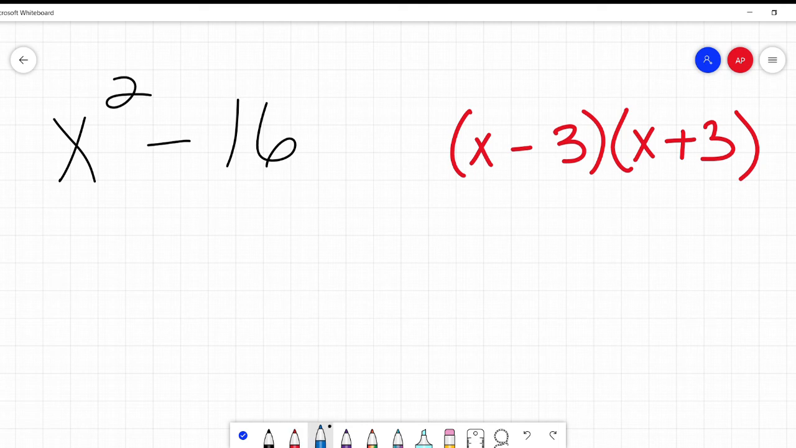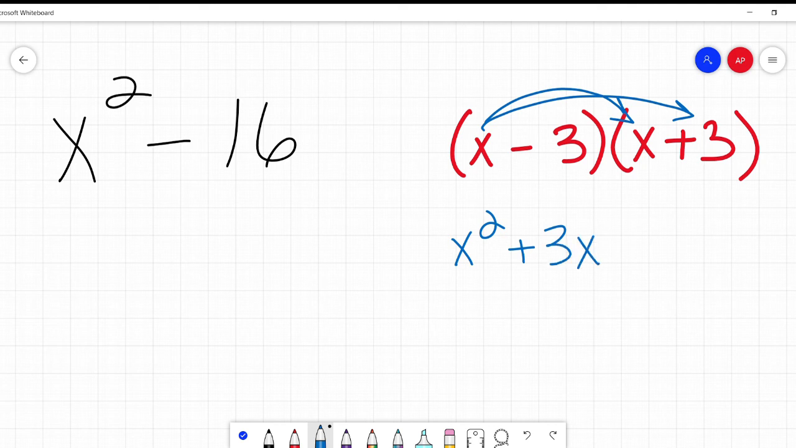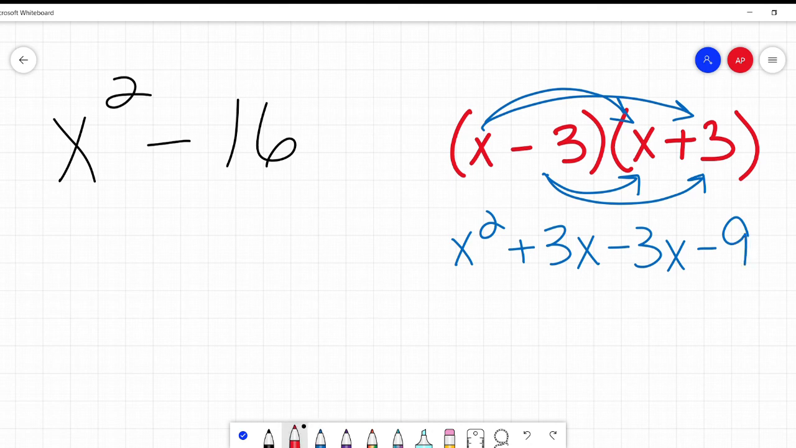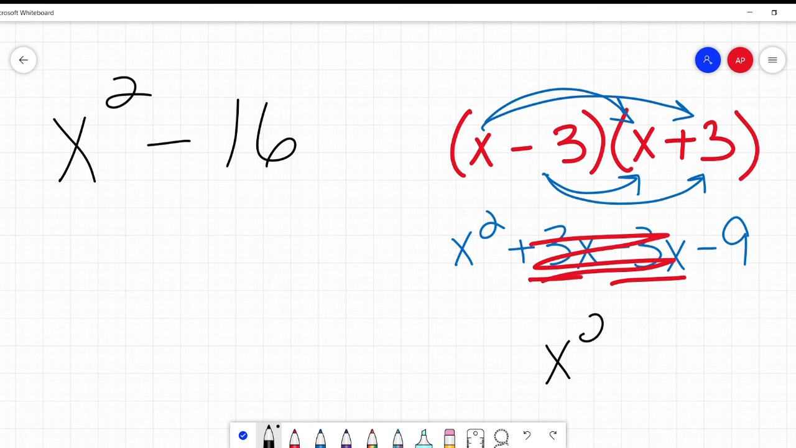If I were to multiply this out, what would I get? Let's try it. X times x, x squared. x times positive 3 gives me positive 3x. Negative 3 times x gives me negative 3x, and negative 3 times 3 gives me negative 9. Now, as you'll see here, I have a positive 3x and a negative 3x. They cancel each other out, and I am left with x squared minus 9.